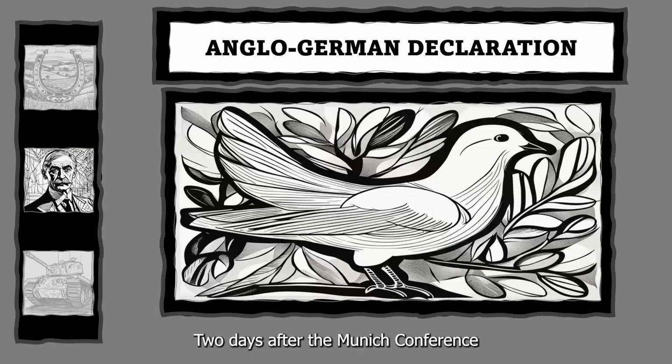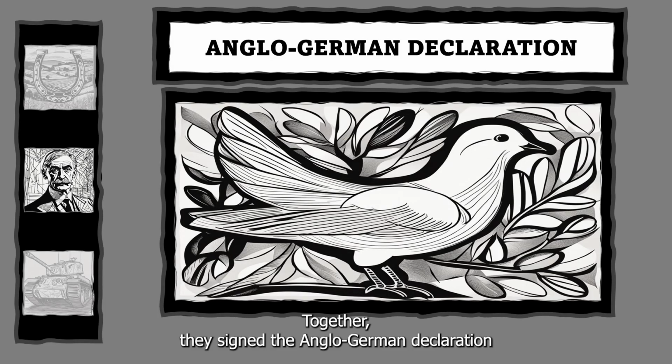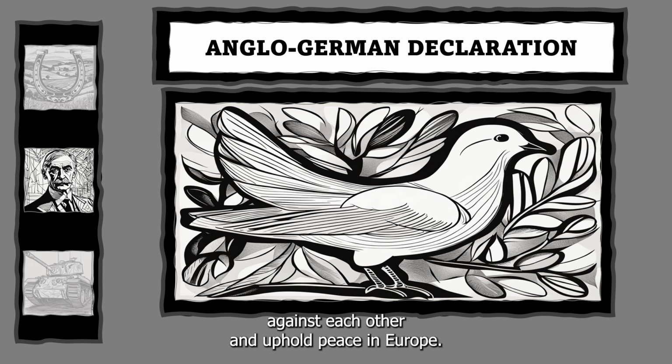2 days after the Munich conference, on the 1st of October, Chamberlain met with Hitler separately again. Together they signed the Anglo-German Declaration that promised the two countries would not declare war against each other and uphold peace in Europe. This has been seen as the pinnacle of Britain's appeasement policy, since it was the third agreement that the British government had made with Hitler, following the Anglo-German Naval Agreement of 1935 and the Non-Aggression Pact of 1936.